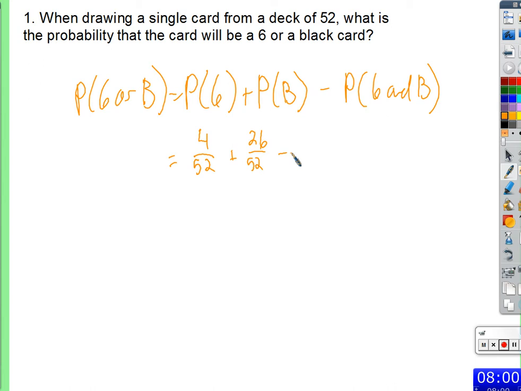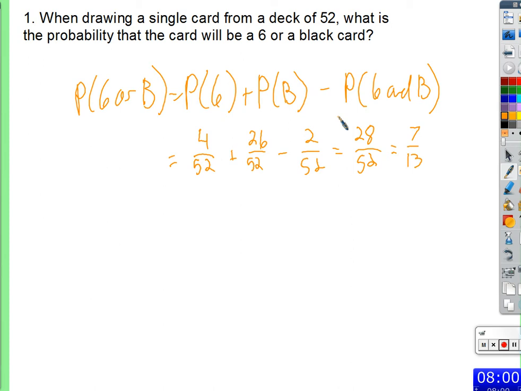Minus. Now, are there any 6s that are also black? How many? We've got the 6 of clubs and the 6 of spades. 2 out of 52. Okay, so 28 out of 52, which is 7 out of 13.